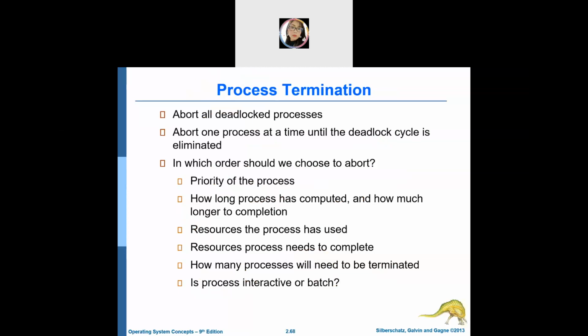So here, just now, we have the process termination. When we have a process termination, abort all deadlocked processes, or abort one process at a time until the deadlock cycle is eliminated. In which order should we choose to abort?